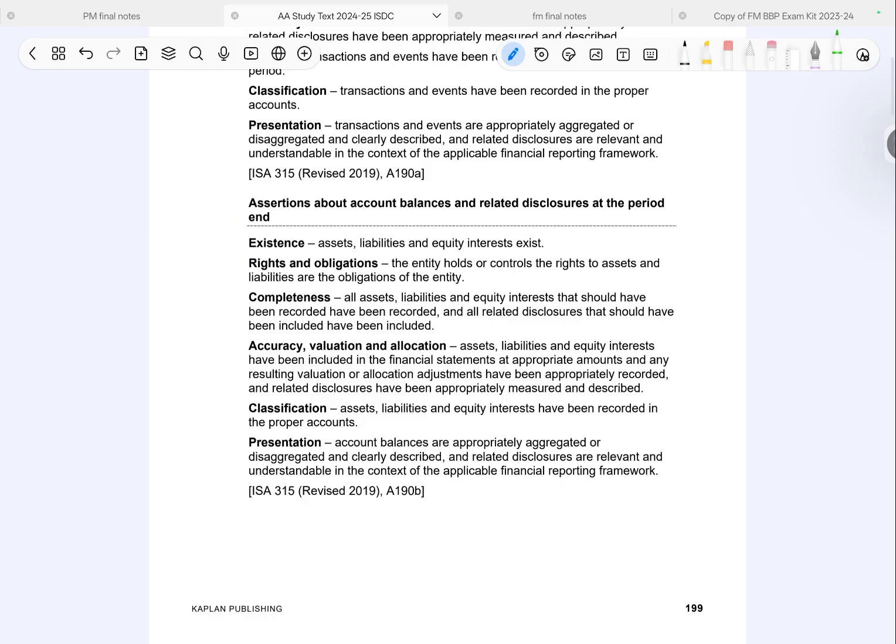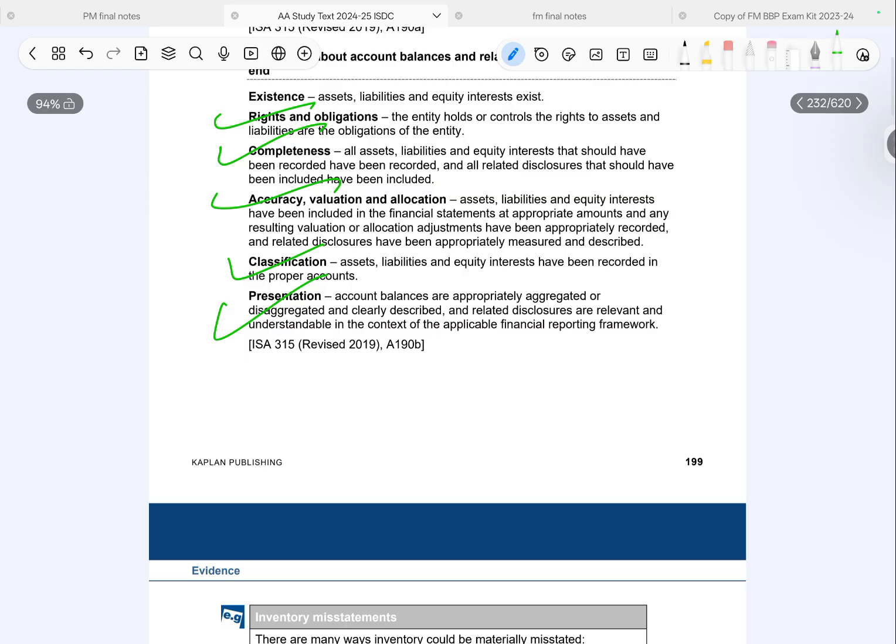First is existence. Assets, liabilities, and equity actually exist. Next, rights and obligations. The business owns the assets and owes the liabilities. Next, completeness. All balances that should be recorded are recorded, again the same. Accuracy, valuation, and allocation. The amounts are correct and properly valued. Next, classification. Balances are in the proper accounts. Next, presentation. Balances and disclosures are clearly shown and understandable. That's it. Learn these ones and you're sorted for a lot of audit questions.